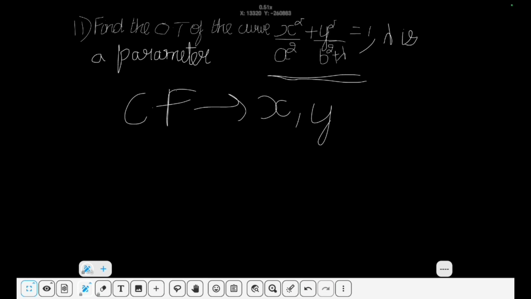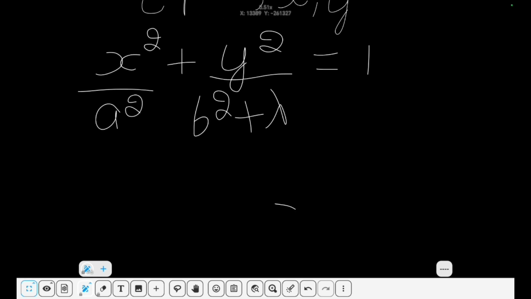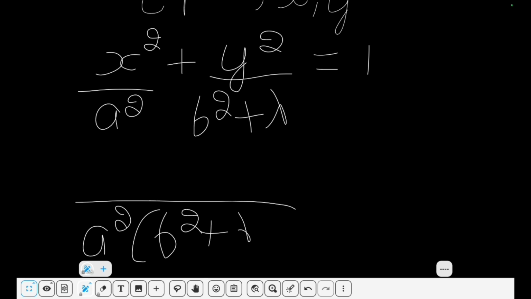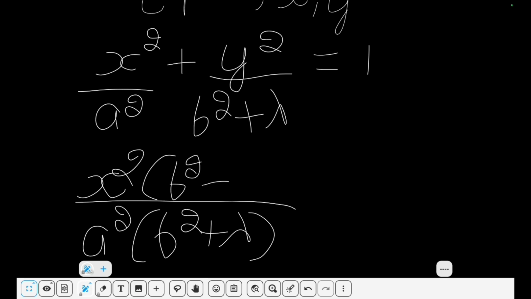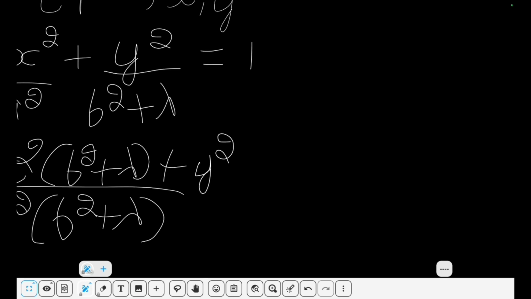Now let us write the given equation, y square by b square plus lambda, that equals 1. Let us take the LCM, b square plus lambda into LCM, and here we need to multiply b square plus lambda plus y square, we need to multiply with a square.